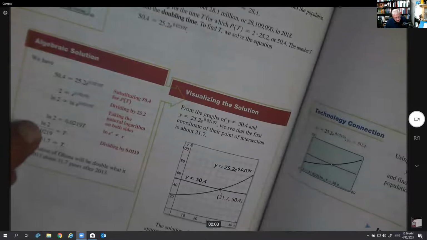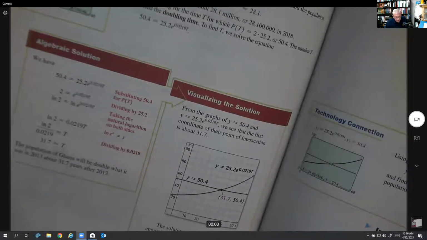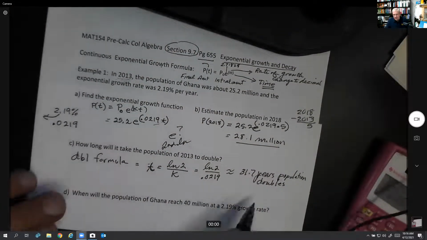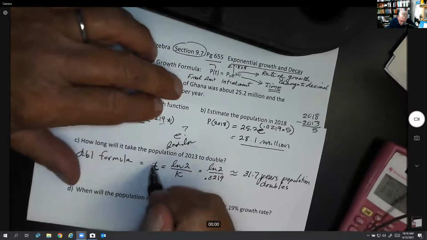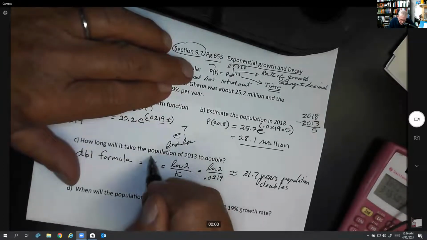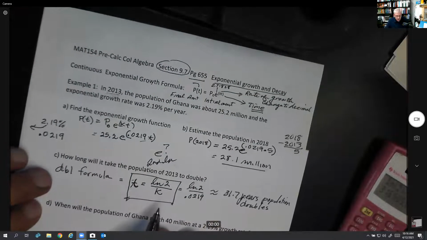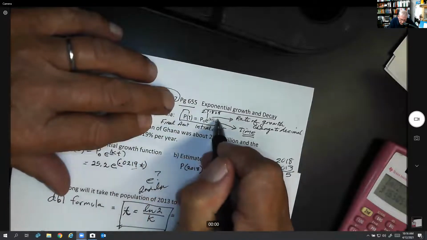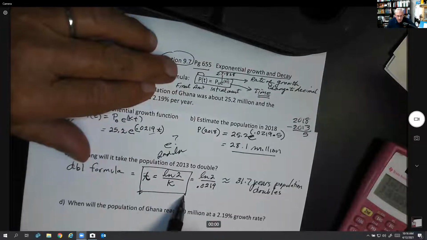And if you notice in their formula, they ended up dividing ln2 by our number. So this is just a shortcut to find a doubling time. And it's one you should remember. We're going to use it some more in here. So we have two basic formulas. We have this formula, and then we have the doubling formula.